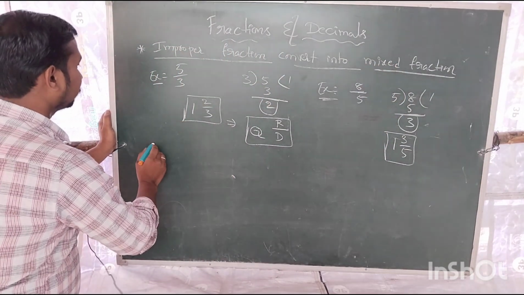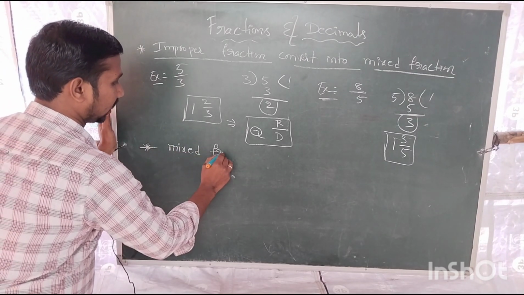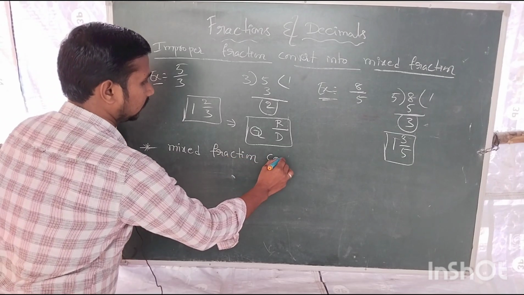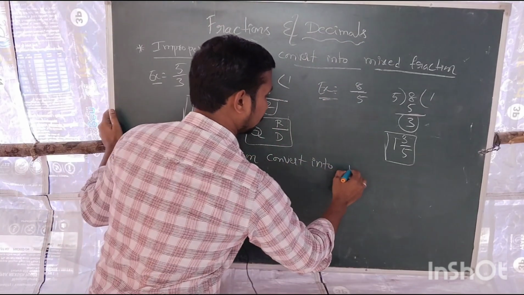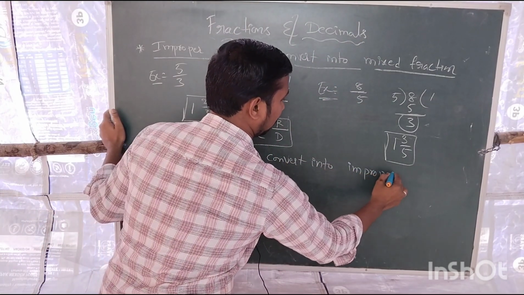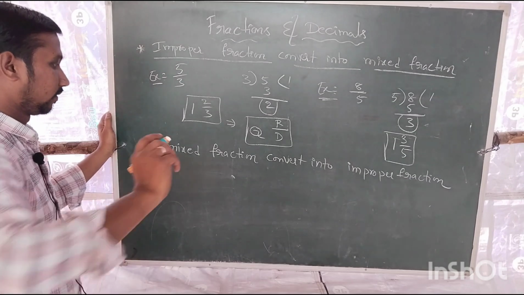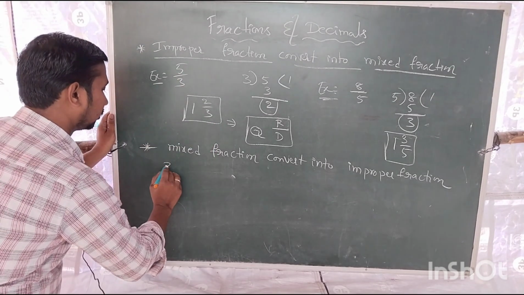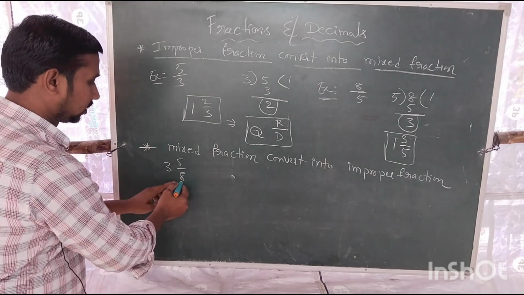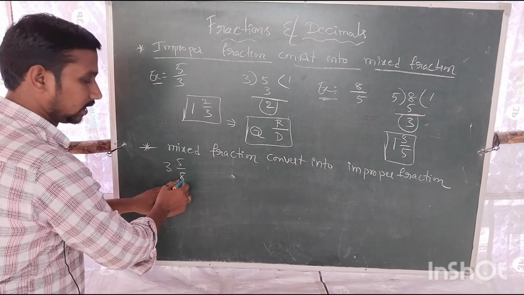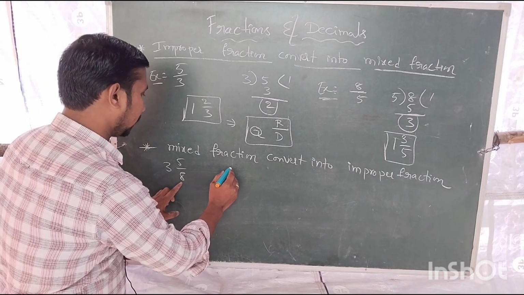Next one is converting a mixed fraction into an improper fraction. For example, take 3 5 by 8. Here one formula is there, children. It has the whole number, the numerator and the denominator. So we introduce the denominator.